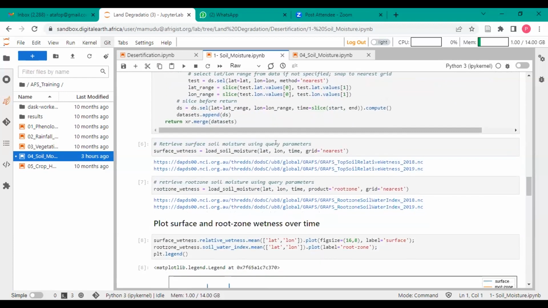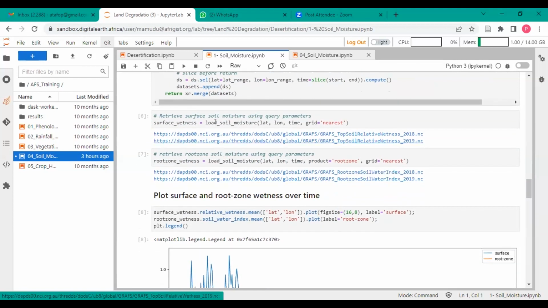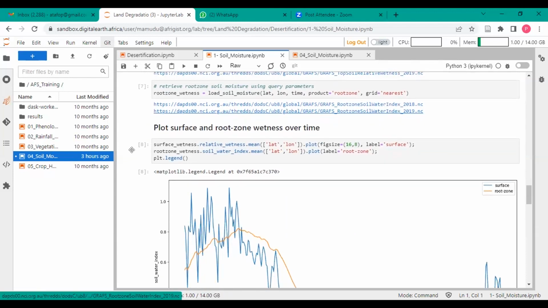And after running that, the next thing we want to do is to retrieve the surface wetness and root zone wetness. Surface wetness retrieval uses this code here, and it's giving us that of 2018 and that of 2019. Similarly, we'll do that for the root zone wetness to load soil moisture, and it gives us that of 2018 and 2019. Now, having retrieved the soil moisture data for both surface moisture and root zone moisture, next we need to do is plot this data.